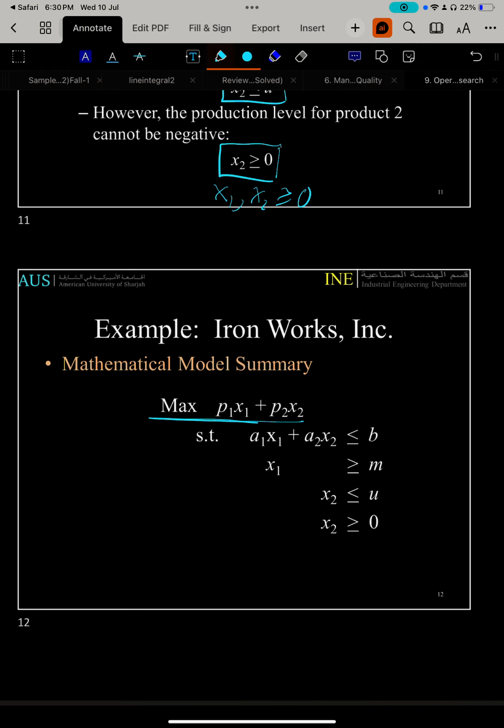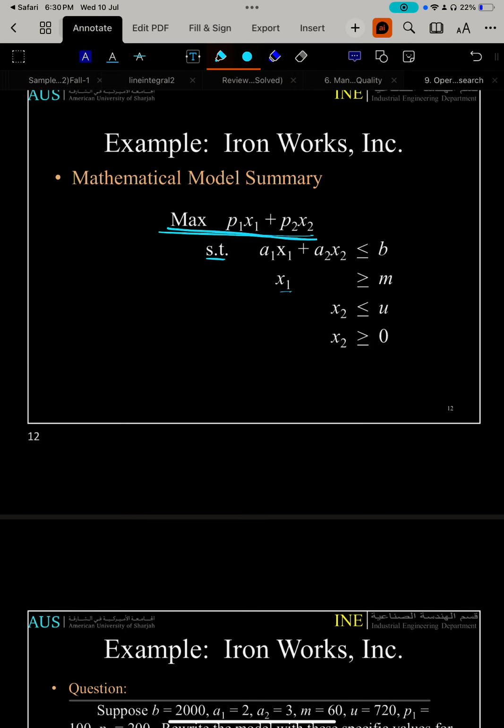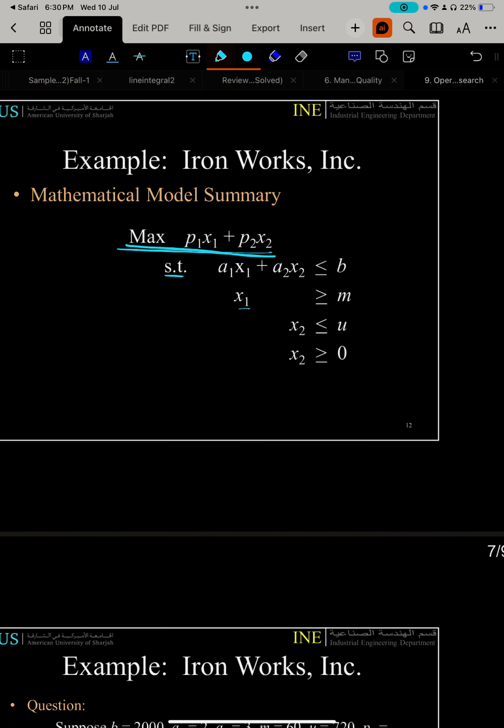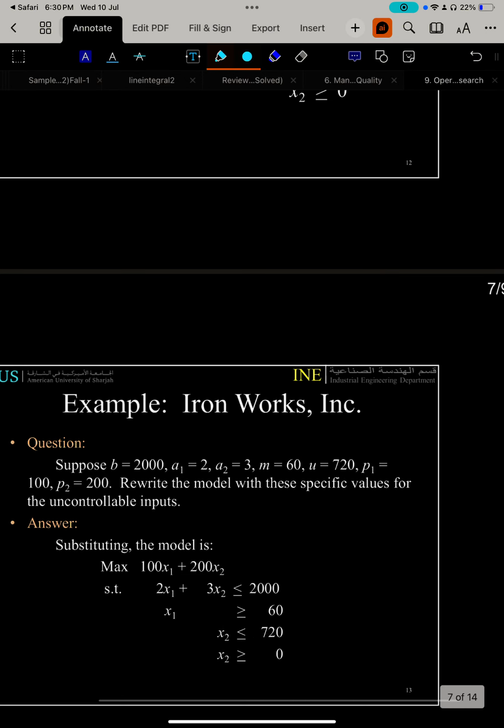So we want to maximize the profit, such that A1 x1 plus A2 x2 is less than or equal to B, and x1 is bigger than or equal to M, and x2 is smaller than or equal to U, and also x2 is bigger than or equal to 0. That's our mathematical model summary. These are all the constraints, and this could be modeled by a computer in order to maximize the profit.